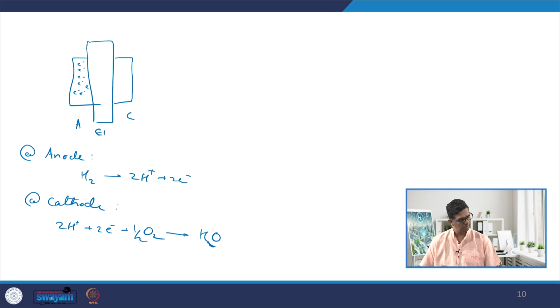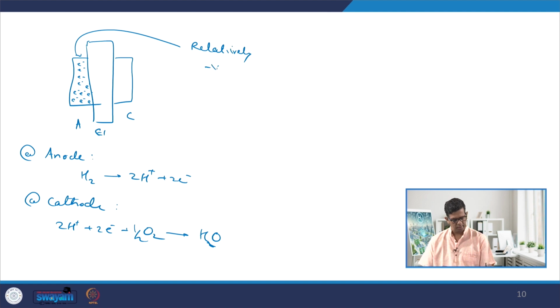As we can see, when this hydrogen gets oxidized, it leaves a lot of electrons on this electrode, right. So this electrode becomes the relatively negative electrode, so this is a relative term, and the cathode becomes the positive electrode. Again, this is relative.